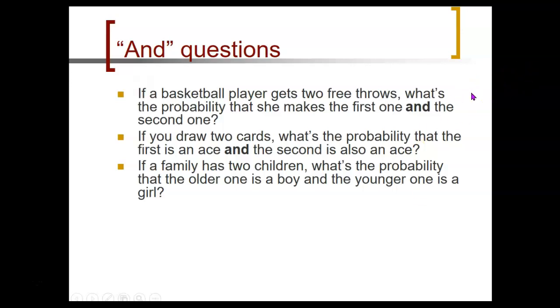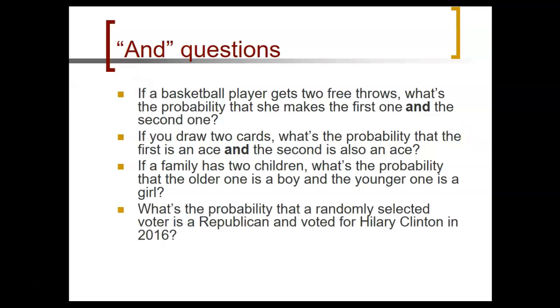That's one of the things that could happen. There's other things that could happen. They could both be boys. They could both be girls. The older one could be a girl and the younger one could be a boy. But here we're asking about the probability that the older one's a boy and the younger one's a girl. What's the probability that a randomly selected voter is a Republican and voted for Hillary Clinton in 2016? So notice that's a smaller probability than either one of them by itself. A lot of people are Republicans. A lot of people voted for Hillary Clinton. Not as many, some, but not as many, are Republicans and voted for Hillary Clinton.